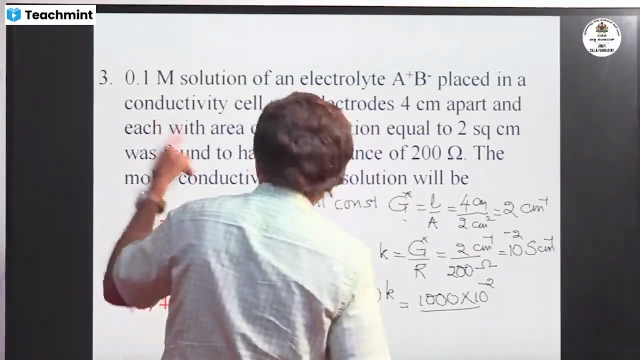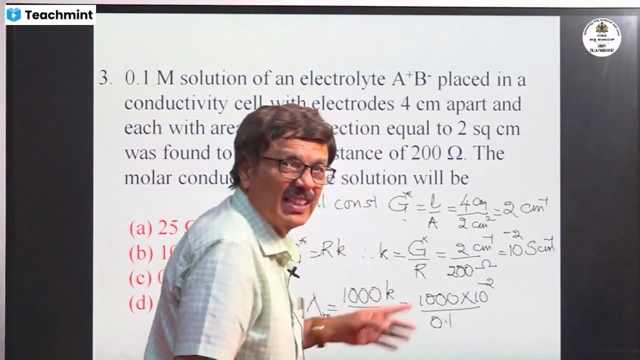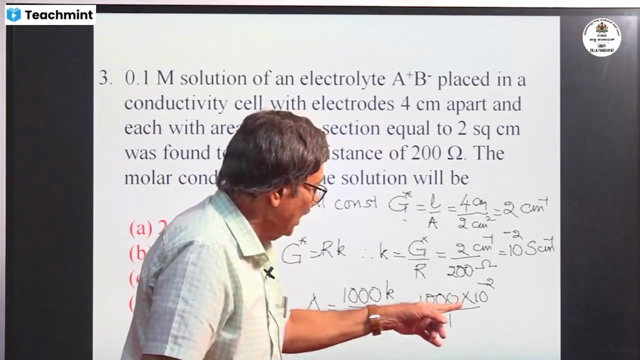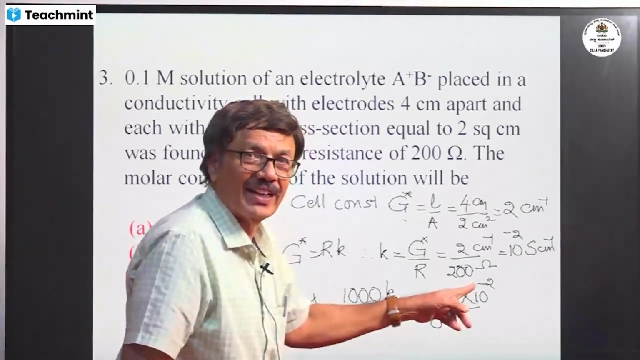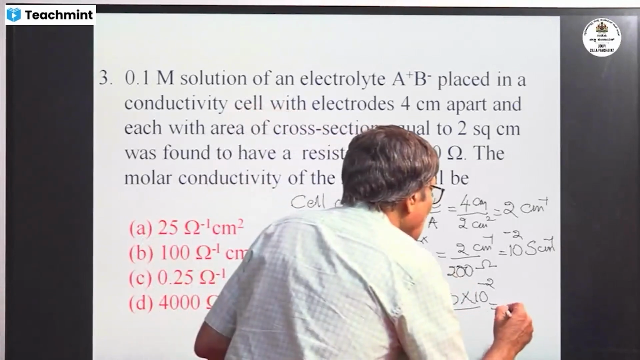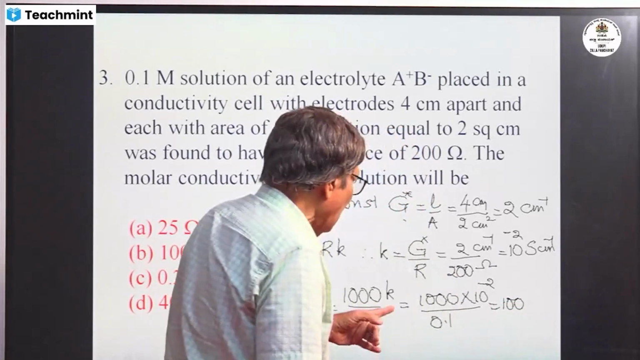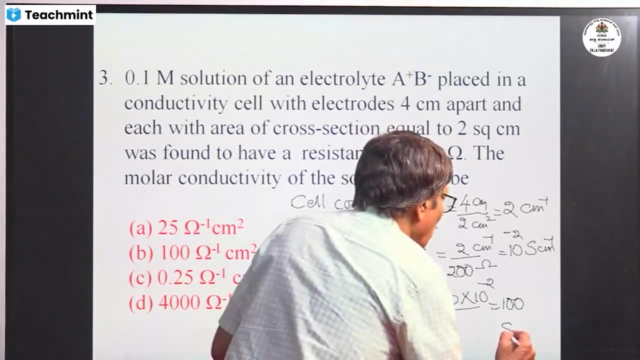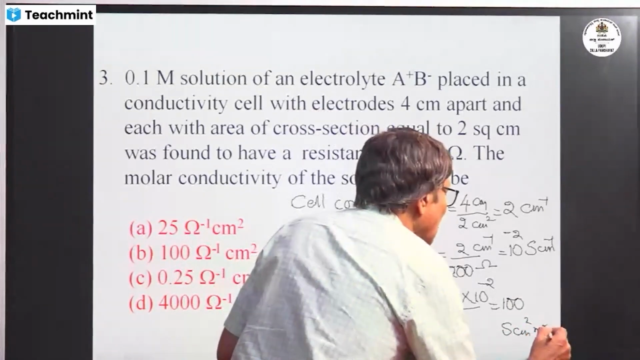What is the concentration? 0.1. See here, 1000 into 10 to the power minus 2 is 10, isn't it? It is 1000 by 100, 10. 10 by 0.1, it is 100. The unit is Siemens per centimeter square per mole. Siemens centimeter square per mole. This is the unit.